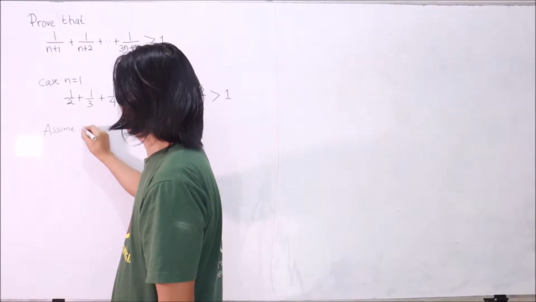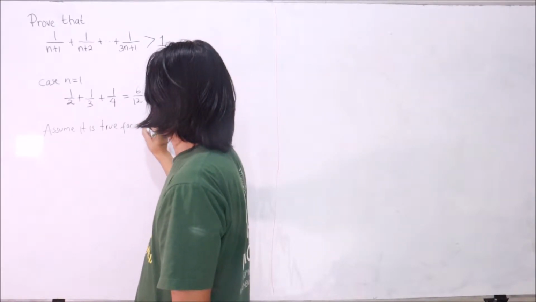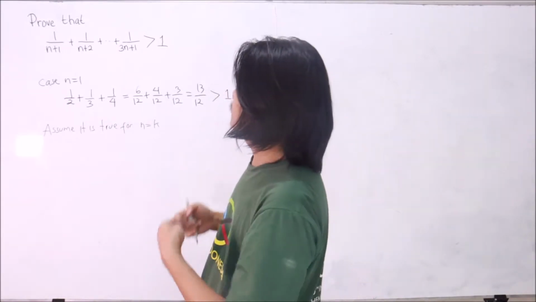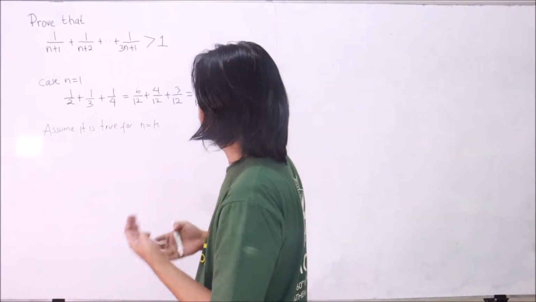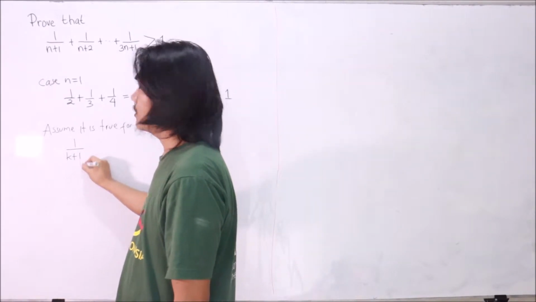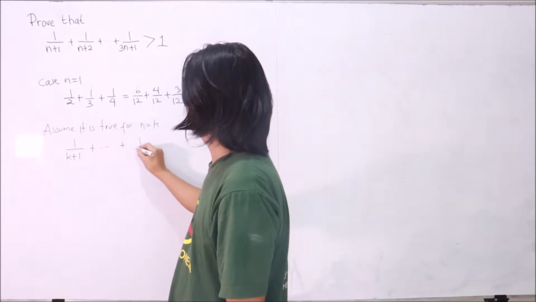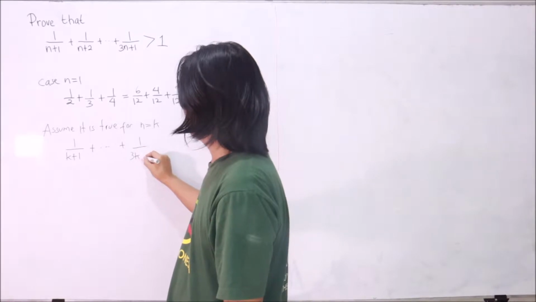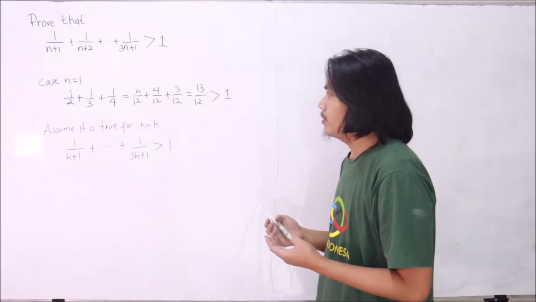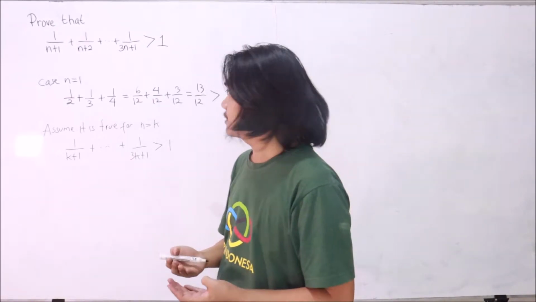Assume it is true for, let's say, n equals k. To make the induction hypothesis easier to comprehend, it means that the sum from the reciprocal of k plus 1 all the way to the reciprocal of 3k plus 1 is strictly greater than 1. And now we wish to show the similar inequality for n equals k plus 1.